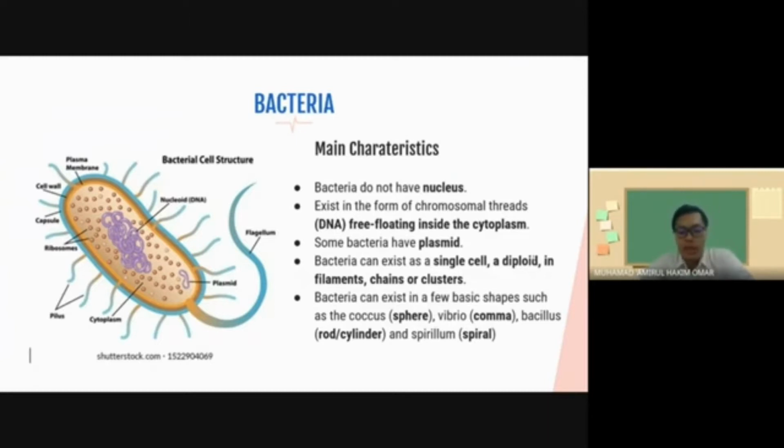And next, some bacteria have plasmids, which are small DNA molecules that carry extra genes. The bacteria size ranges from 1 to 10 micrometers long. And bacteria can exist as a single cell, a diploid, in filaments, chains, or clusters. And lastly, bacteria can exist in a few shapes, such as coccus, Vibrio, Bacillus, and Spirillum.